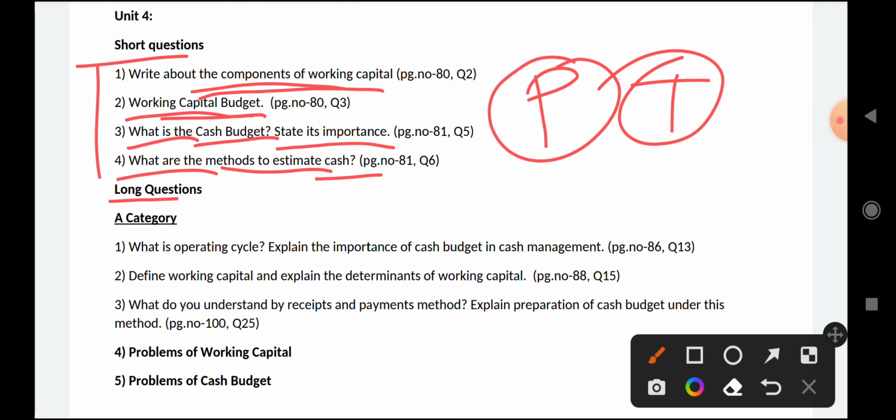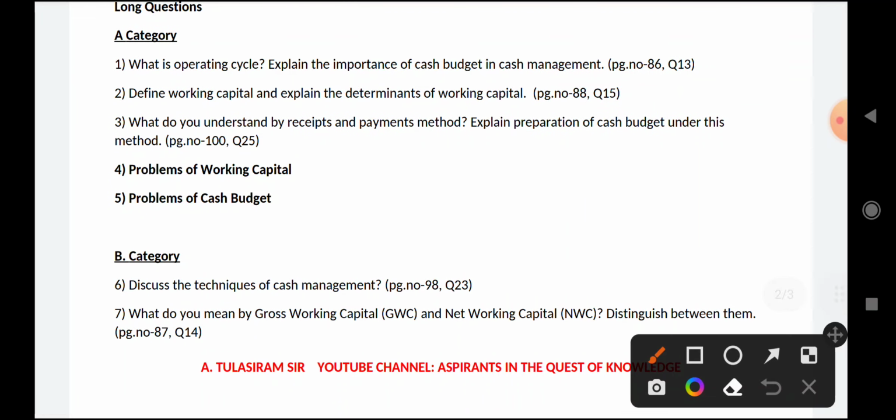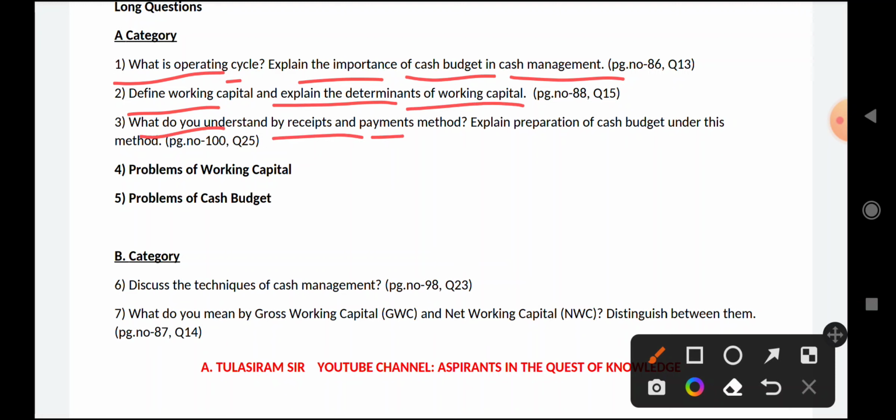These are the short questions. Here in this unit, long questions relating to this are: what is operating cycle? Explain the importance of cash budget in cash management. And what is working capital? Explain the determinants of working capital. What do you understand by receipts and payment method? Explain the preparation of cash budget under this method.